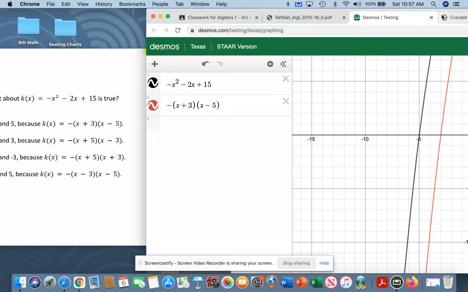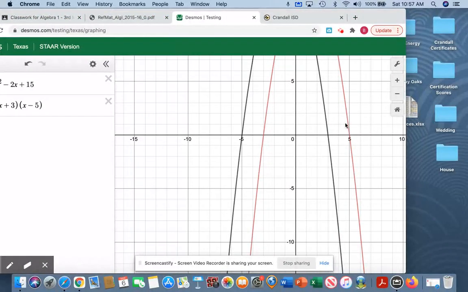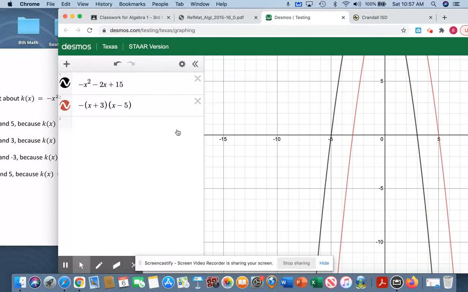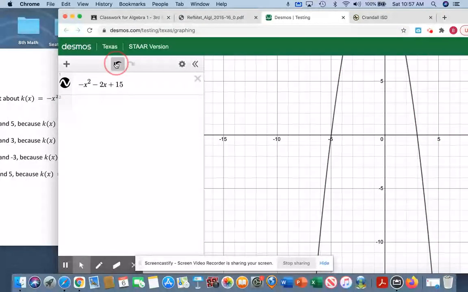So notice if we look at the picture, they don't line up. The black and the red do not match. So answer choice A is out. So let's leave it there.